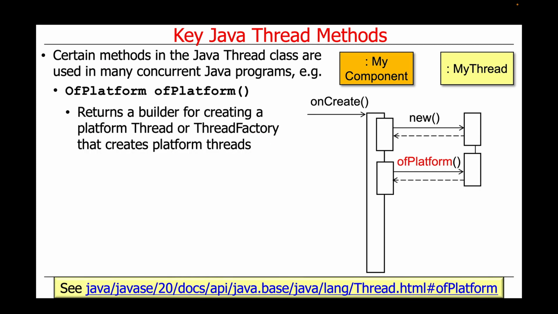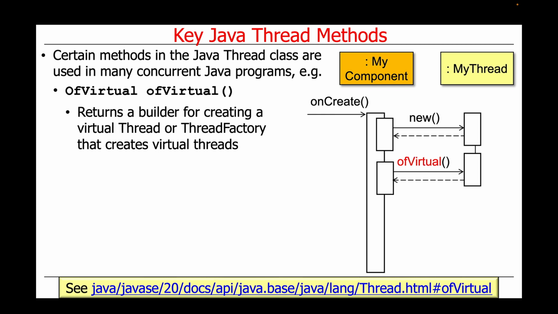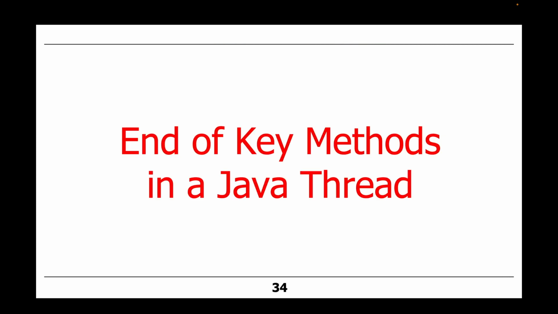The final two methods we're going to examine from the Java thread class are from recent, very modern versions of Java. The ofPlatform method is a factory method that returns a builder that creates a platform thread or a thread factory that creates platform threads. Likewise, the ofVirtual method returns a builder that creates a virtual thread or a thread factory that creates virtual threads. We'll walk through case studies and assignments that will apply the ofVirtual and ofPlatform factory methods throughout this course. So that's the end of our walkthrough of key methods that are commonly found in a Java thread. Naturally, we'll walk through more examples and case studies later that will illustrate how to apply these key methods in practice.